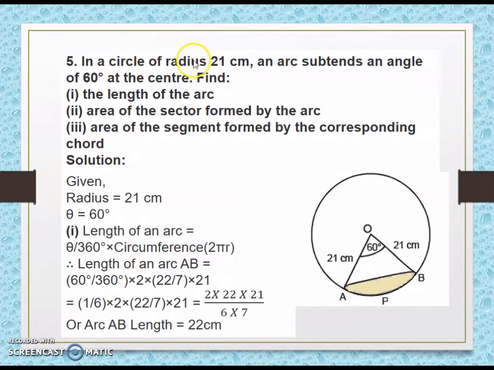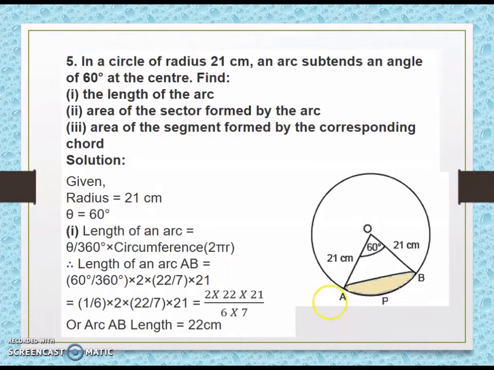So in question number 5, circle's radius is given as 21 centimeter. Arc subtends an angle of 60 degree at the center. We have to find length of this arc, area of the sector formed by the arc and area of the segment formed by the corresponding chord. So all three we have to find out.